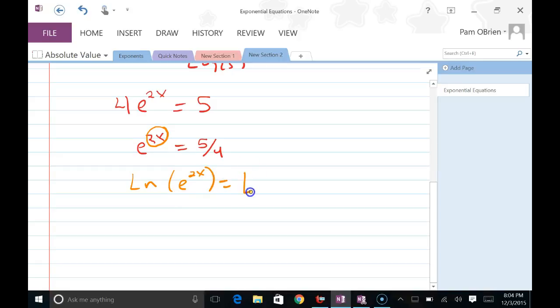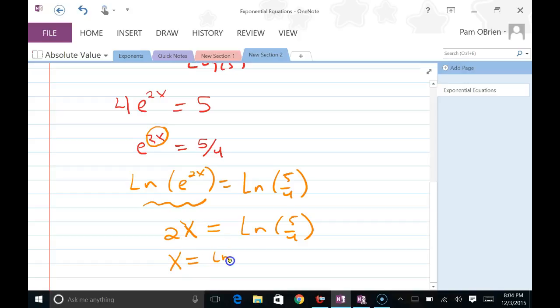So what I'm going to do right now is take the natural log of each side. And the beauty of this is that the ln of e to the 2x becomes 2x because ln and e are inverses, and that equals the ln of 5/4. Now if I want to solve for x, I divide both sides by 2, and I get ln of 5/4 divided by 2.